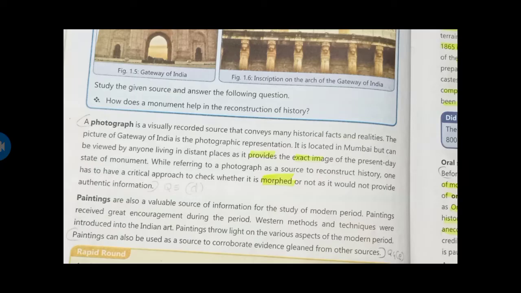While referring to a photograph as a source for reconstructing history, one has to take a critical approach to check whether it is morphed or not. It would then provide authentic information. See, in the photograph we can get information about that particular place, but we don't know if it's true or not. It can be so, no? That is one question, because in today's world there is much more editing. If you look at the Taj Mahal, it is now turning into something yellowish in color, okay?